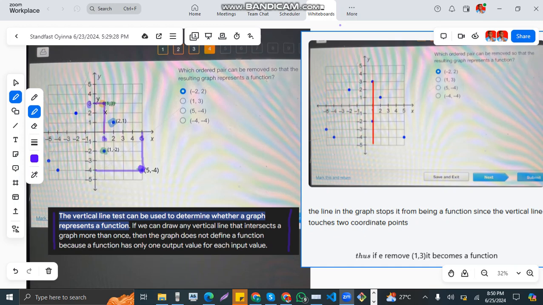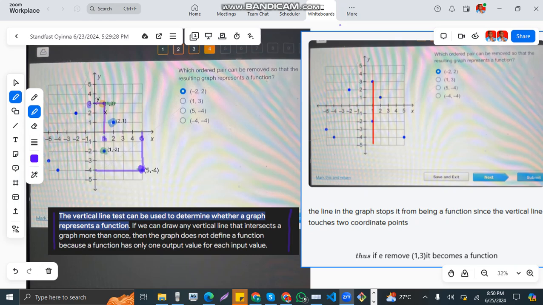Now we're going to use what is called the vertical line test. The vertical line test can be used to determine whether a graph represents a function. If you can draw any vertical line that intersects a graph more than once, then the graph does not define a function, because a function has only one output value for each input value.